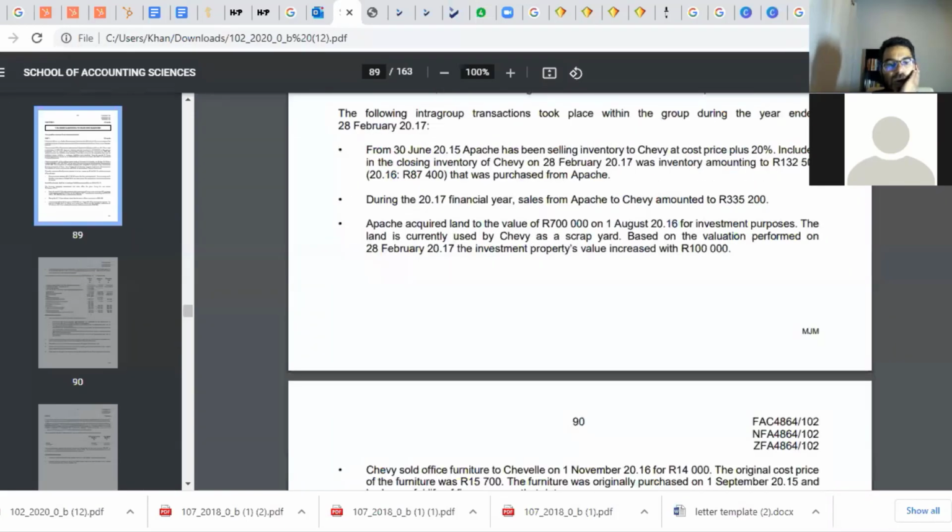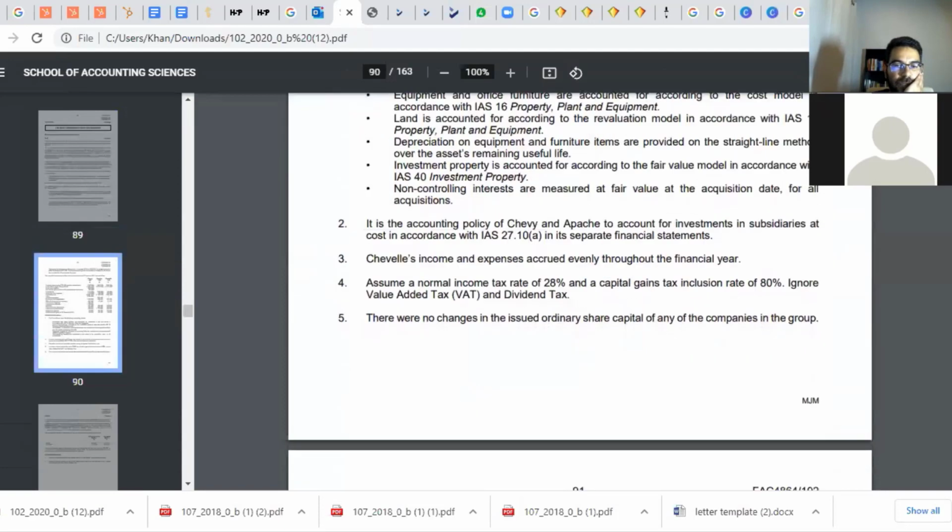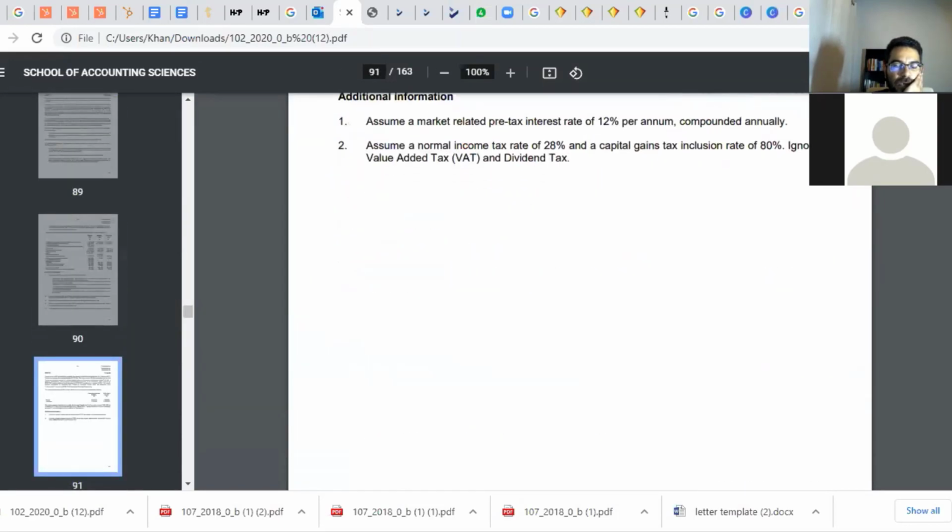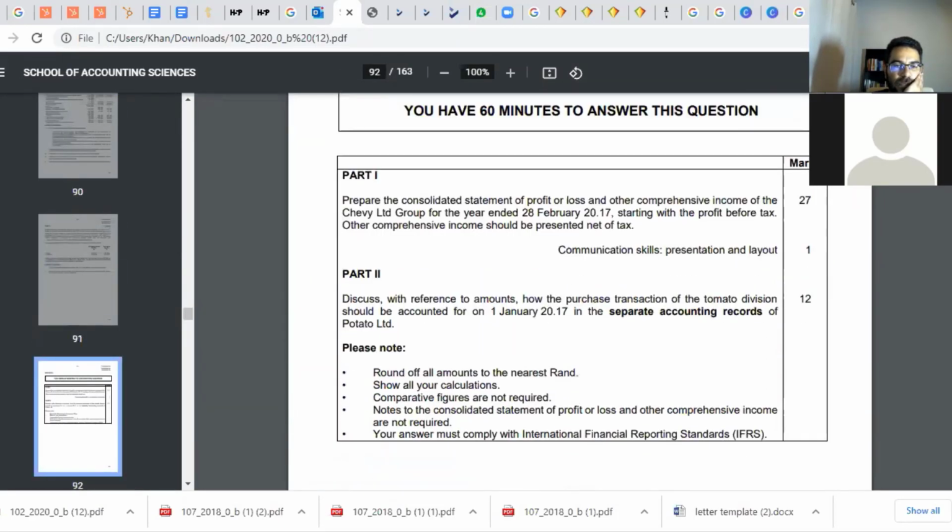So let's go to the required. We're only doing part one. So part one says, prepare the consolidated statement of profit or loss and other comprehensive income of Chevy Ltd Group for the year ended 28 February 2017, starting with the profit before tax. So they're telling you what to start with. Other comprehensive income should be presented net of tax.